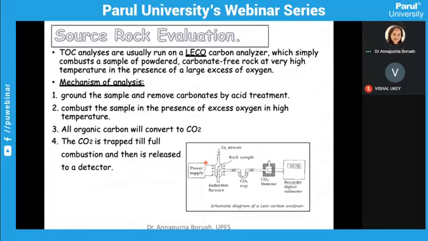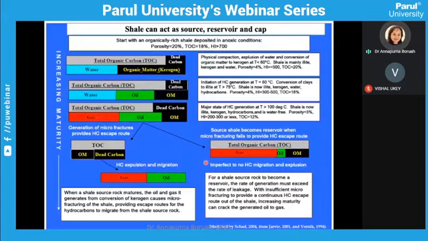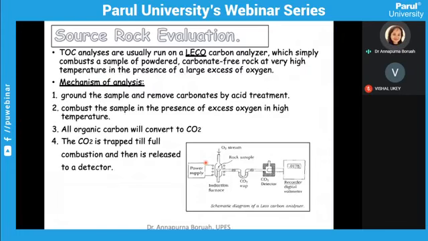Now we have come to know the controlling parameters: total organic content, porosity, kerogen type, and maturity. Now, how do we evaluate these parameters? There are different techniques. First, how to measure the total organic carbon content. There is an instrument called a Leco carbon analyzer. Using this instrument, you can measure how much total carbon is present in the shale rock. This is a schematic diagram of a Leco carbon analyzer. Using this equipment, you can find out how much TOC is present in the shale.